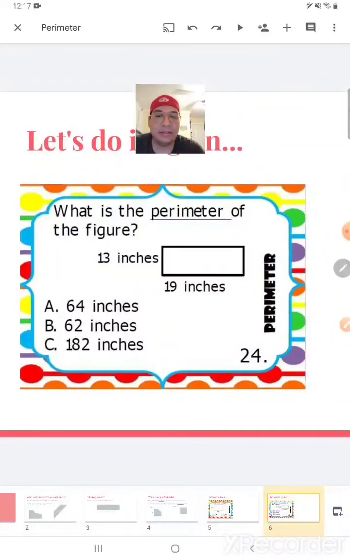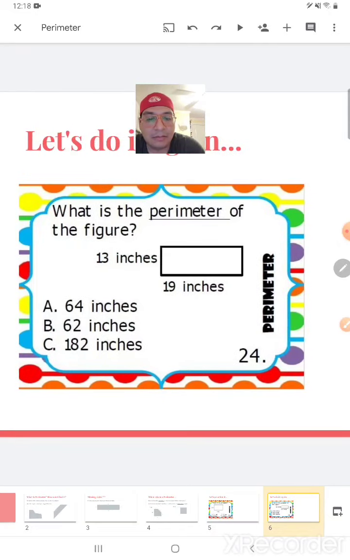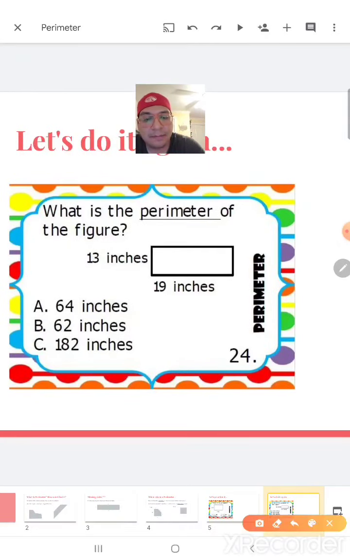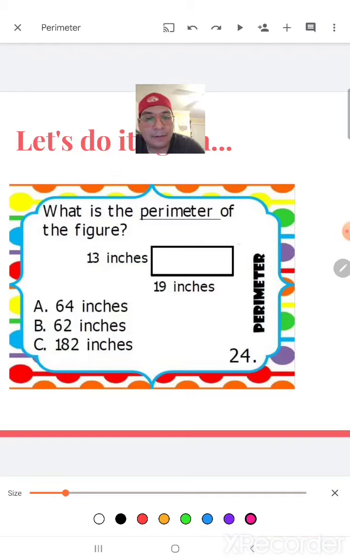We have 13 inches and 19 inches, and now we're talking about inches. We no longer talk about feet. So our answer has to be in inches. Now we know that once again it's a rectangle, and we know that opposite sides are equal. We have 13 here, so the opposite is going to be 13 inches as well. All right, and then the opposite of here is going to be 19 inches.